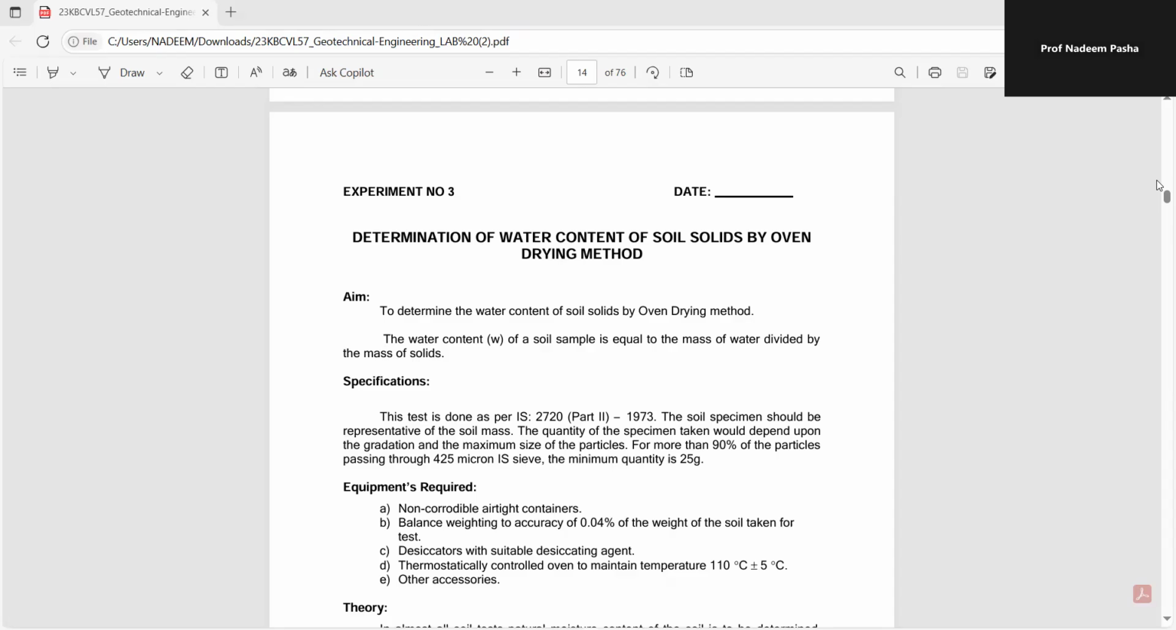So what are the equipments required? Non-porous airtight containers. Next, balance weighing to accuracy 0.04% of the weight of the soil taken for the test. Desiccators with suitable desiccating agent. Thermostatically controlled oven to maintain temperature 110 degrees Celsius plus or minus 5 degrees Celsius. Other accessories.